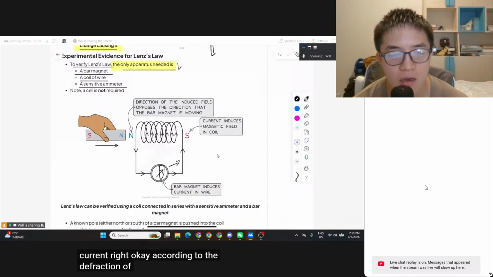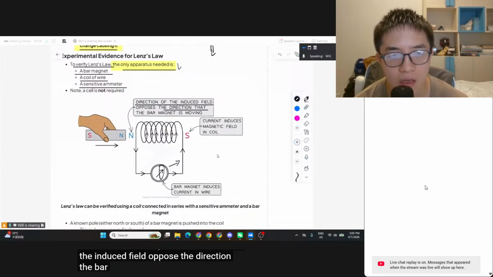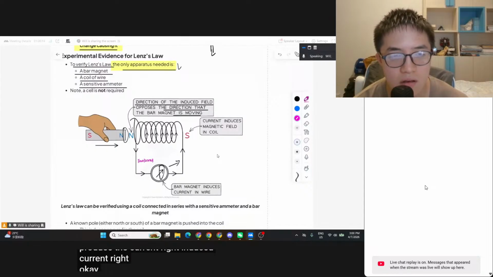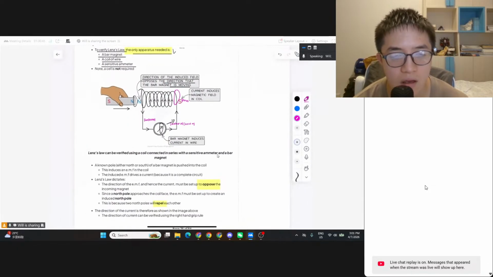We use the deflection of the ammeter to distinguish whether there is an induced EMF or not. When we use the magnet, the direction of the induced field opposes the direction the bar magnet is moving. When the magnet is moving into the coil, at the beginning it produces an induced current. When the magnet leaves the coil, it is also the phenomenon of induced EMF and induced current, shown by the deflection of the ammeter. Understand that? No problem.